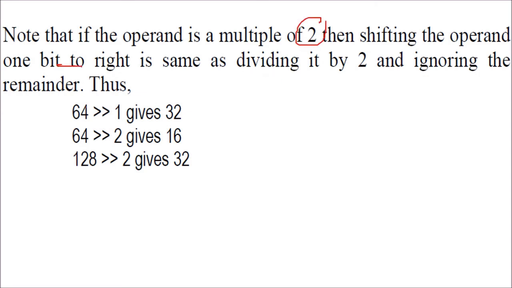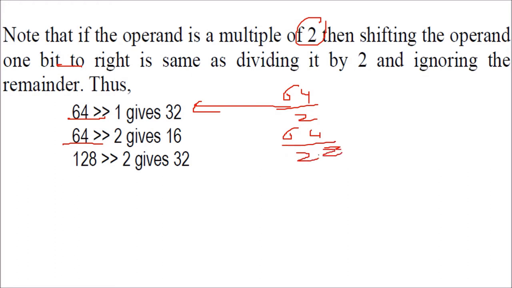That is, if this is 64, we are shifting it once. So 64 by 2, that is nothing but 32. When we are shifting it by 2, we are essentially dividing by 2 square. So this is 64 by 4, which will give you 16.